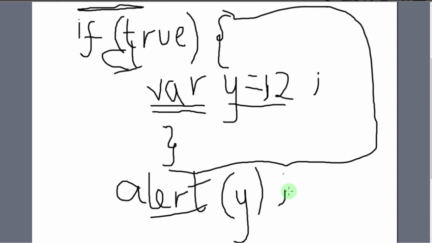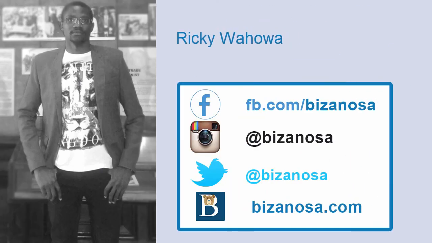So I hope you do understand what scoping is, and in the next video, let's look at an example of this and see how variables are accessible outside of the block.